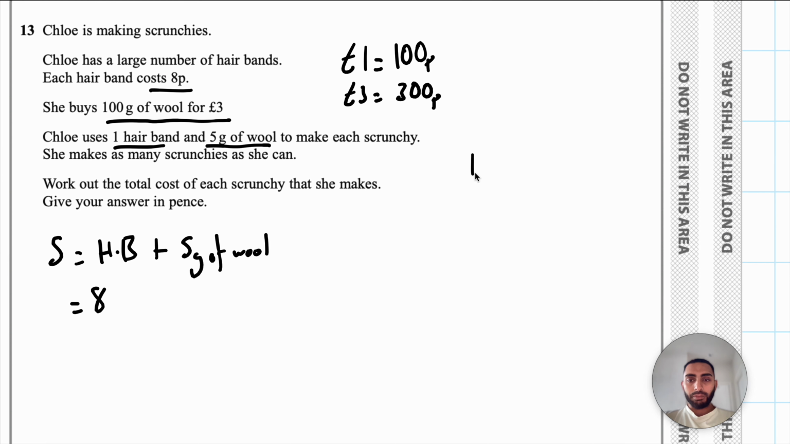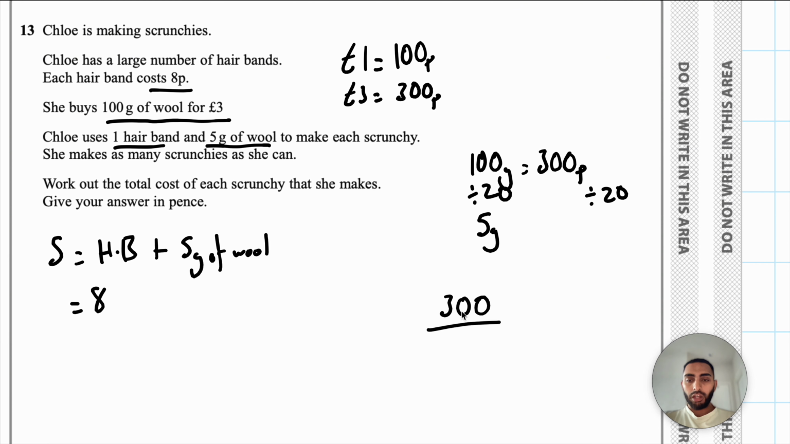I know 100 grams is equal to this 300 pence. And we want 5 grams of wool because that's how much is in each scrunchie. What have I divided by to get from 100 to 5? Divided by 20. So I need to do the same thing to the right hand side. I'm going to do 300 divided by 20. I'll write it as a fraction because I think it'll be easier. 300, this fraction is a divide symbol as well. 300 divided by 20. I'll cancel out these zeros and I'm left with 30 divided by 2, which is 15. So 5 grams is equal to 15 pence.